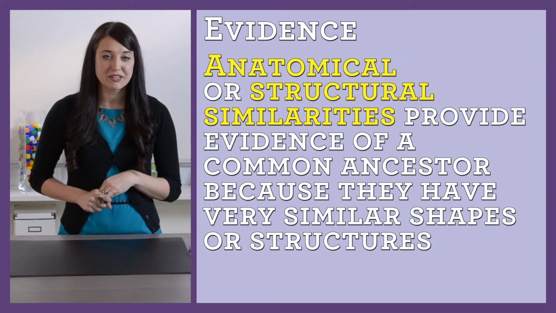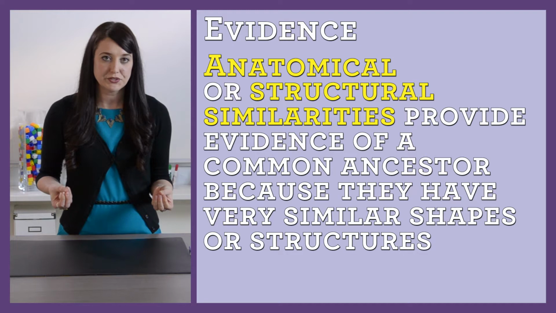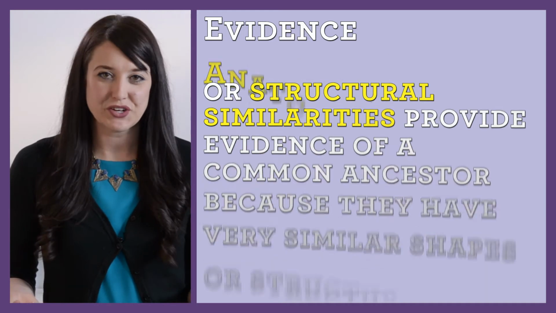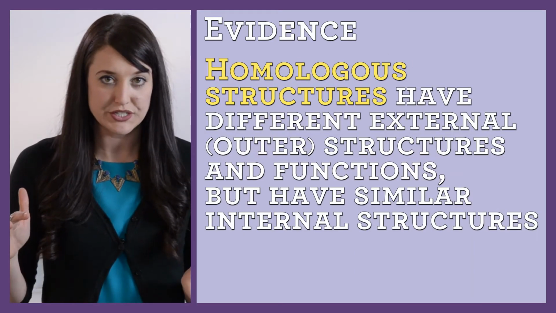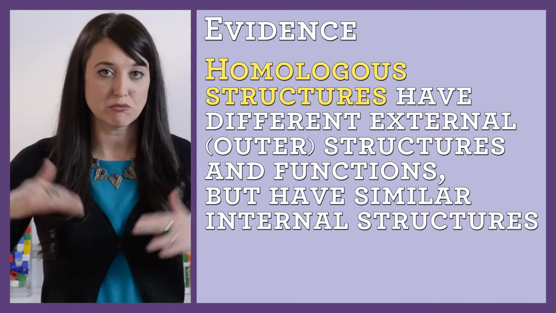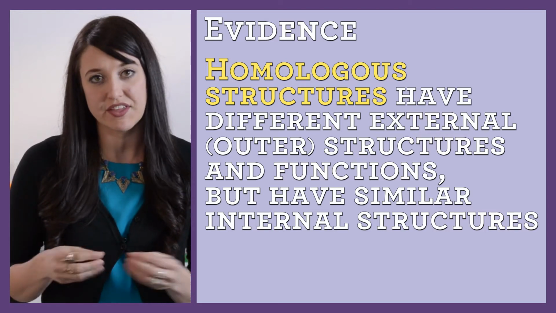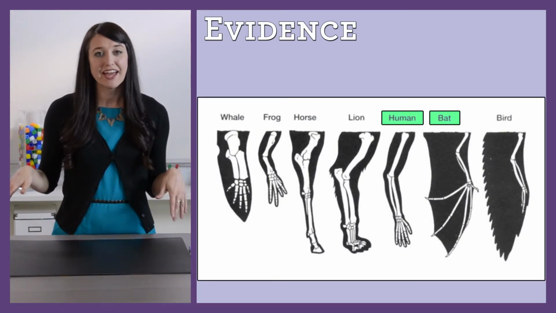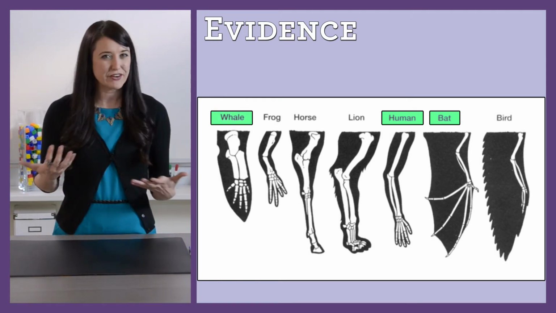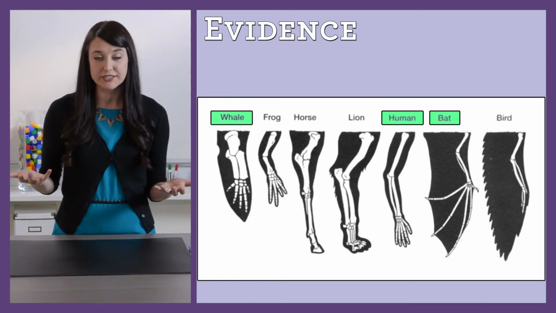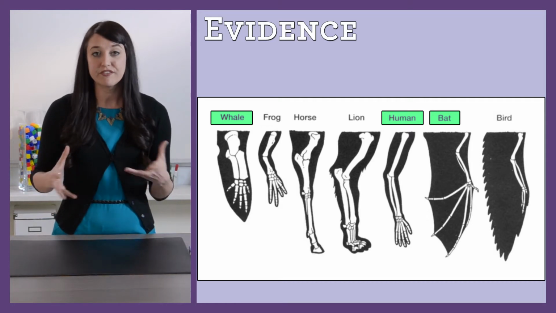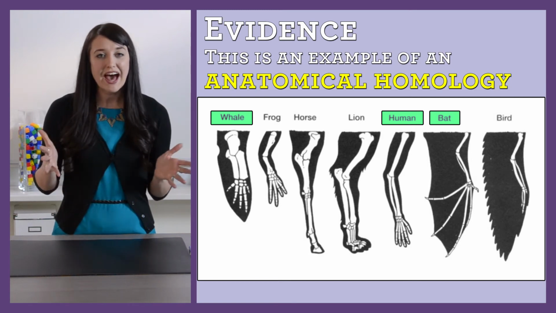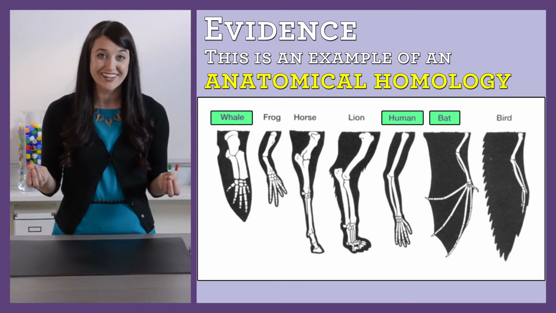Anatomical or structural similarities provide evidence of a common ancestor because they have very similar shapes or structures. Homologous structures have different external structures and functions, but have very similar internal structures, which provide evidence that they developed similarly. For example, the arm of a human, the wing of a bat, and the flipper of a whale all have very different external structures and functions, but if you look at the bones, they're very similar. This is an example of an anatomical homology, that they have a common ancestor and developed similarly.